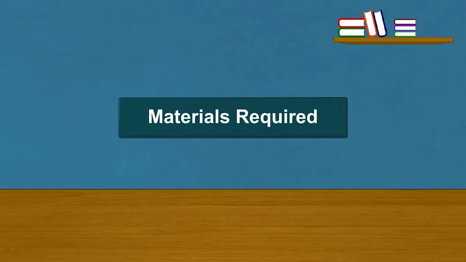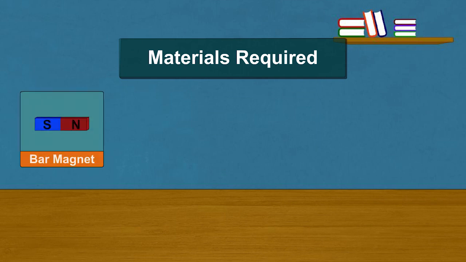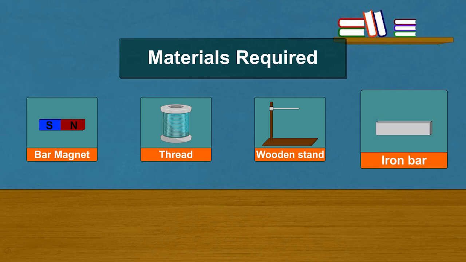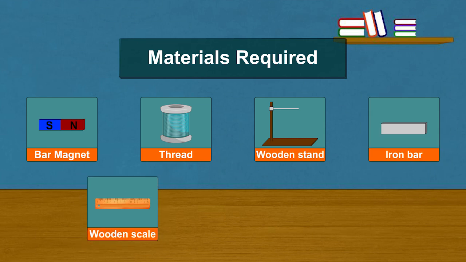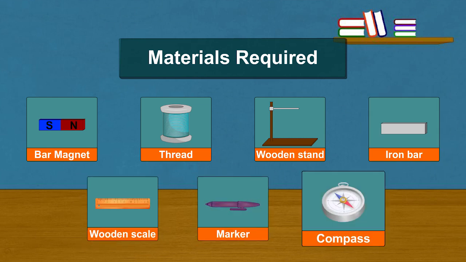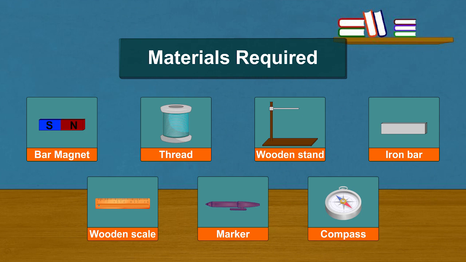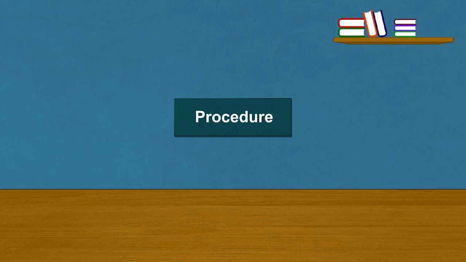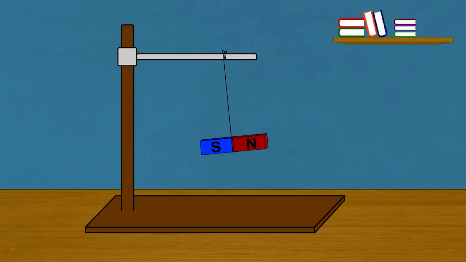Materials required: a bar magnet, thread, wooden stand, iron bar, plastic or wooden scale, 2 markers, compass. Procedure. Put a mark on one end of the bar magnet for identification.